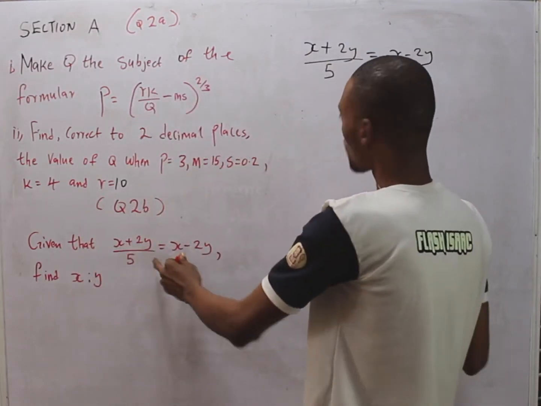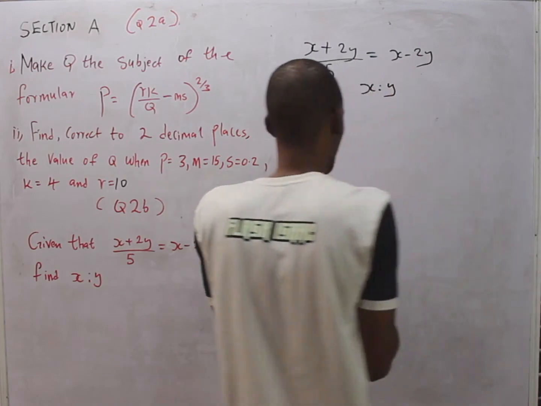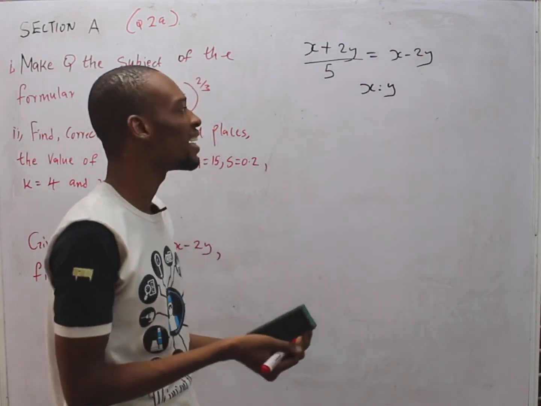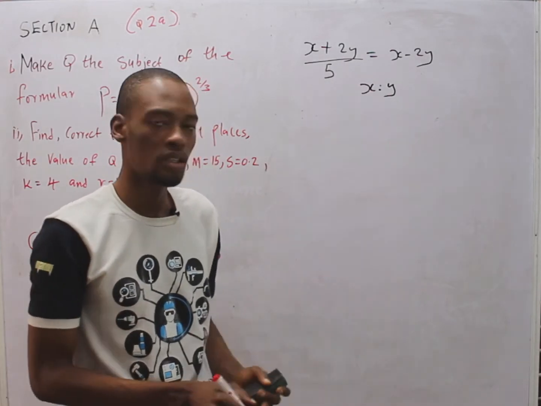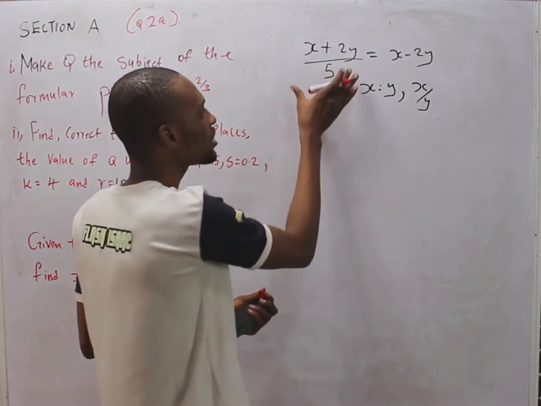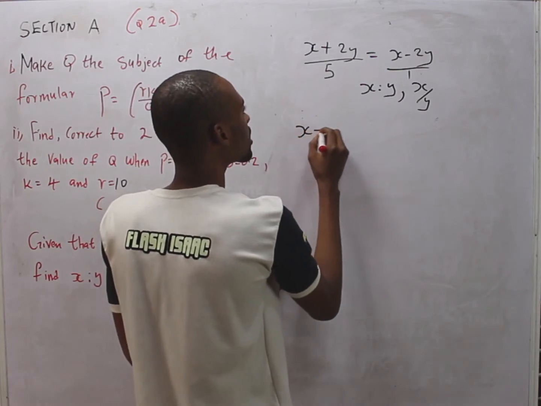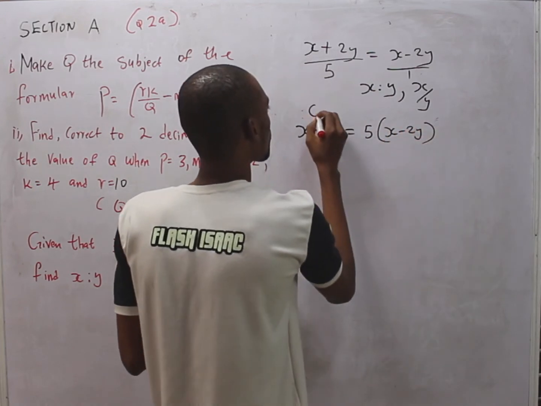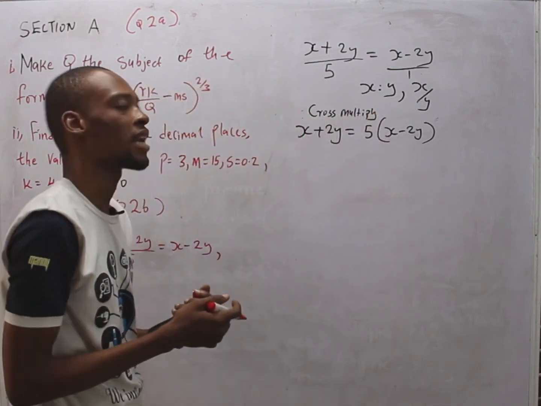Given that S plus 2Y over 5 is equal to S minus 2Y, find S ratio Y. This simply means solve the equation. Take S to one side and Y to the other side of the equality sign, then divide, because S ratio Y is the same thing as S divided by Y. And this equation is the same thing as this over 1. And when you cross multiply, you have that S plus 2Y is equal to 5 times S minus 2Y.